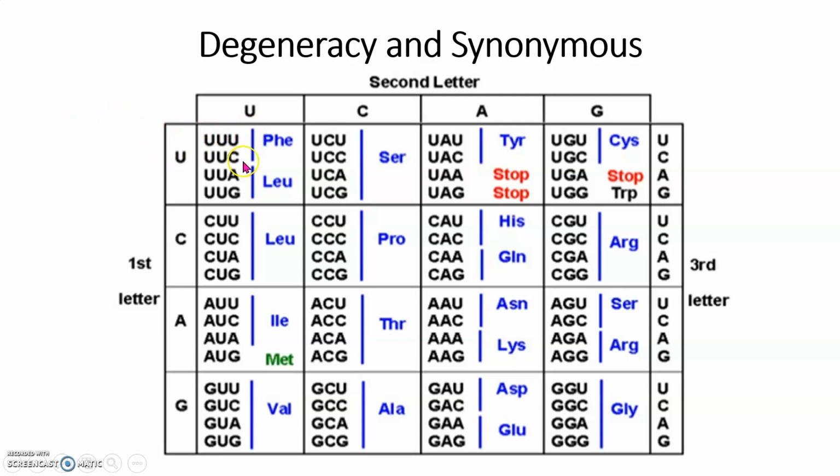UUU, UUC. Those are synonymous codons. They both code for phenylalanine. Because this is in our code, it's considered degenerate.